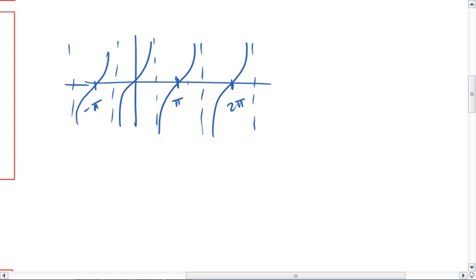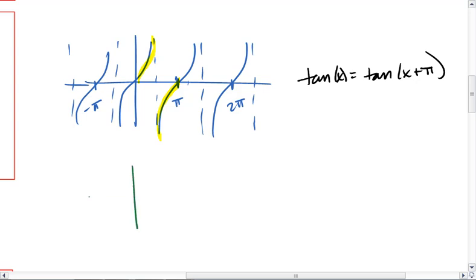For tangent, we actually repeat. Let's see. We go up, and then we start to repeat. So we actually repeat every half a period. Thus, tangent is going to be equal to tangent shifted half a period.